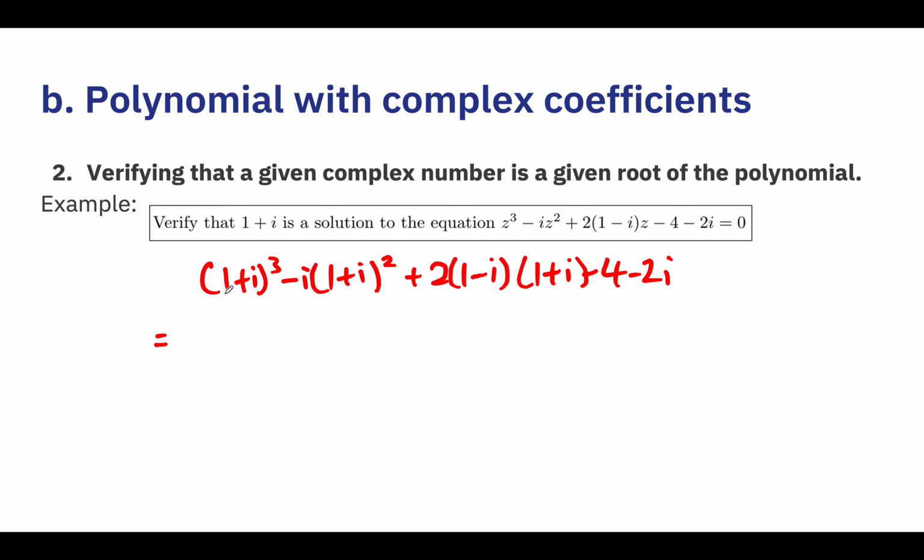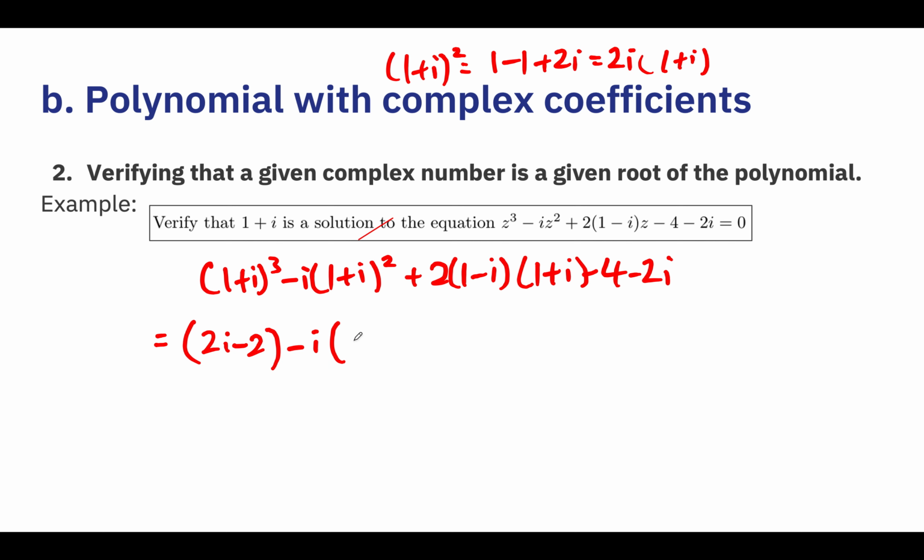Right, let's do (1 + i)² first. (1 + i)² equals 1 − 1 + 2i, which is simply 2i. And then when we cube it, we multiply by another (1 + i), so it becomes 2i − 2, minus i times 2i, plus 2 times (1 − i²). So it's 1 minus minus 1, which is 2, minus 4 minus 2i.